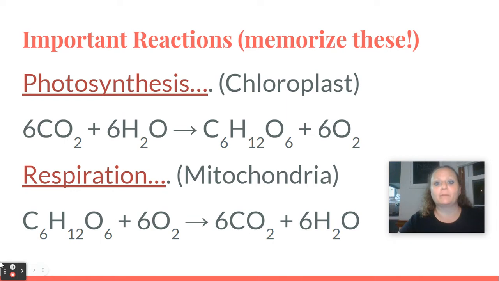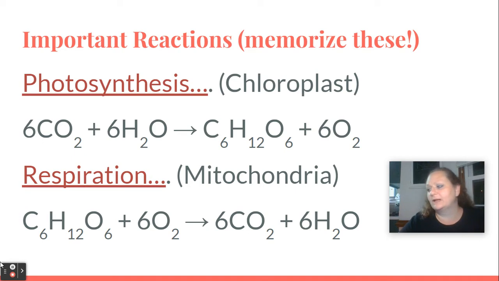Okay, so here are the reactions. And like I said, memorize these. Photosynthesis taking place in the chloroplast is 6 CO2 plus 6 H2O, which is going to create C6H12O6 plus 6O2. Okay, that's a lot. The 6 CO2, that's carbon dioxide. That's what we breathe out. The 6 H2O, you guys know what H2O is. That's just water. So 6 carbon dioxides and 6 waters. This is going to create this C6H12O6.